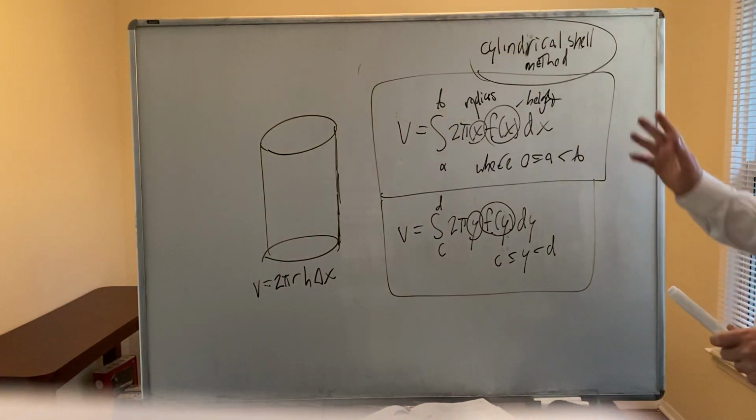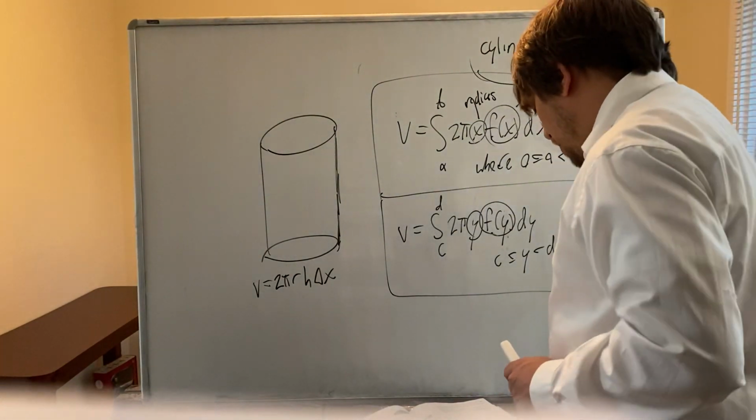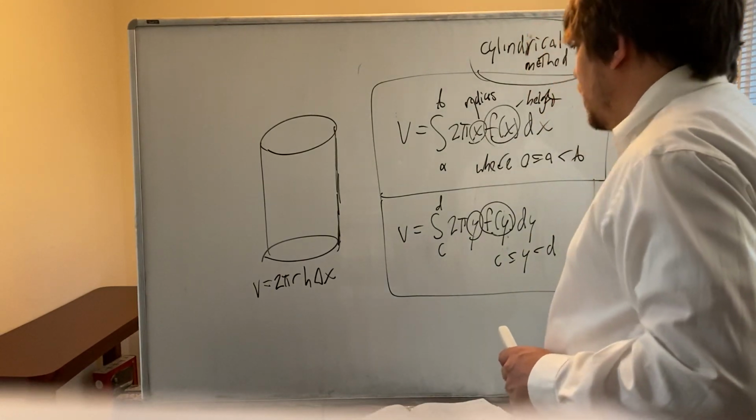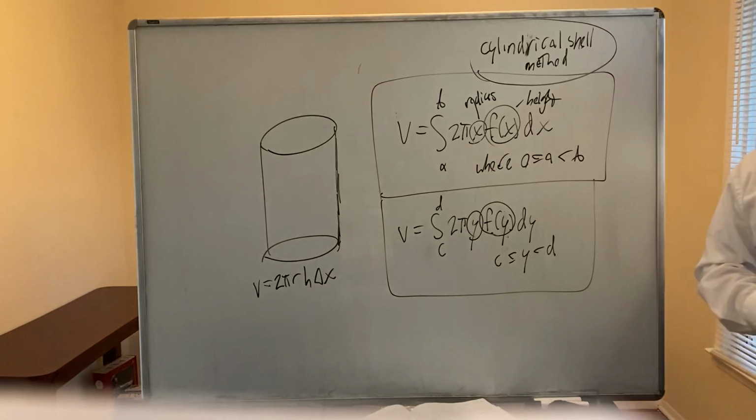All right, so this is the cylindrical shell method. And so when we do examples, we'll see some of the cylindrical shell method. And so that's 7.3. It's a summary of 7.3.